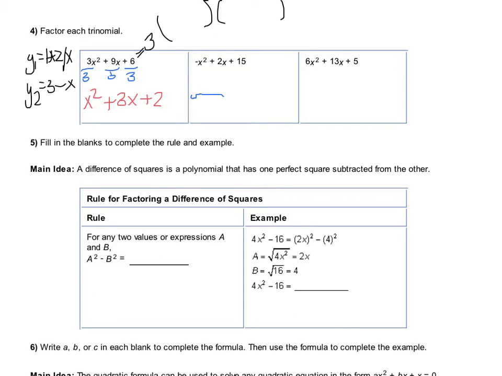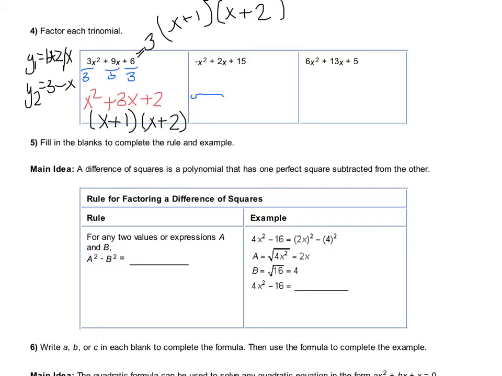What I'm looking for is where y1 and y2 are the same, and wherever they are the same is where I'm going to find my factors. What you're going to work out to get is x plus 1 and x plus 2. So I'm going to write those down. And my final factorization would be 3 times parentheses x plus 1 parentheses x plus 2.